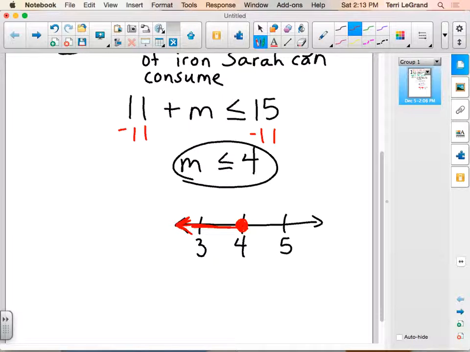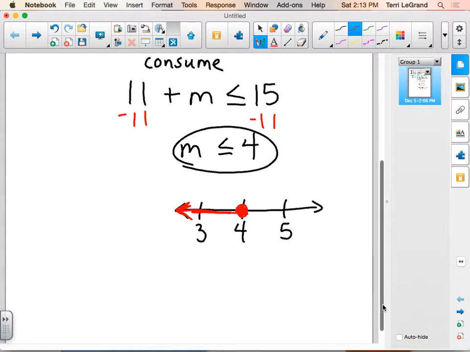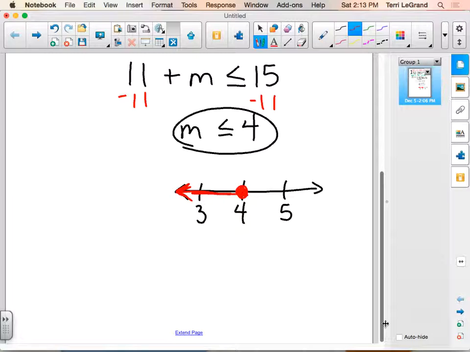So we don't want to include negative numbers, so we're going to write a restriction for this one, like I talked about a couple of days ago. The restriction for this one, we'll just write that out in words, would be where m is not negative.